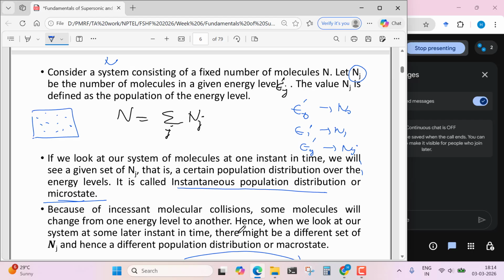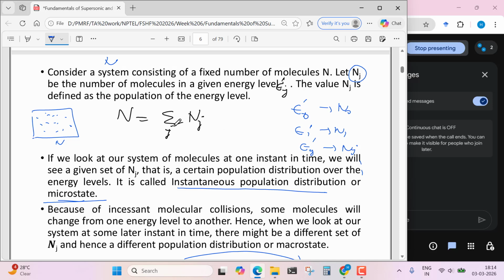Now we will see what is a macro state. Consider a system consisting of a fixed number of molecules N. Let's say there are N molecules in one system, and let Nj be the number of molecules in a given energy level epsilon j dash, with energy levels from 0 to some level till infinity. So epsilon 0 dash will have N0 molecules, epsilon 1 dash will have N1 molecules, and so on.